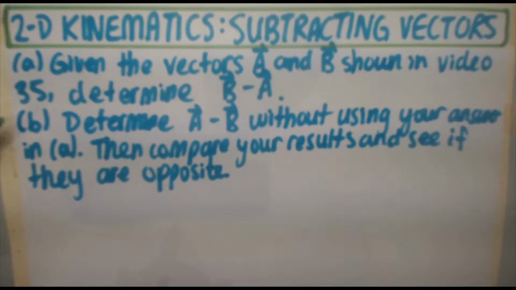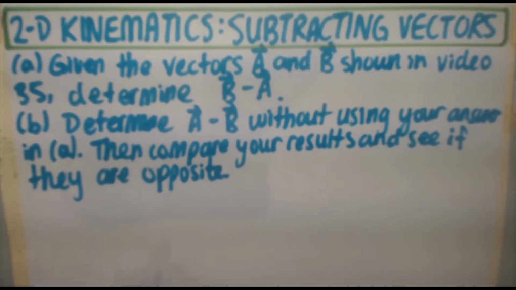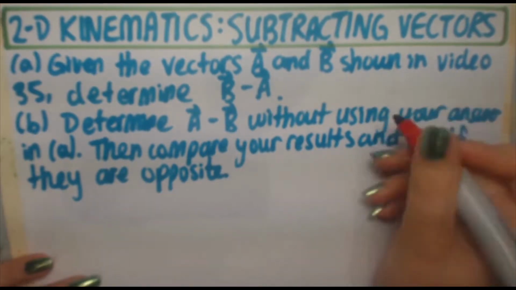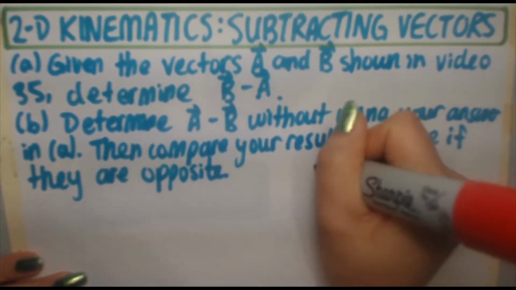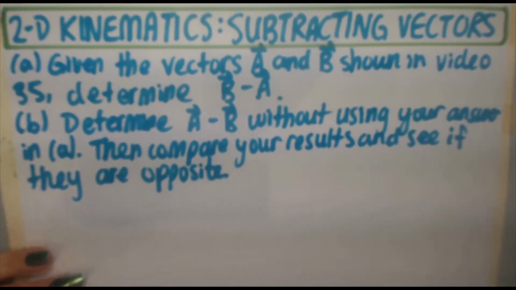In part B, determine A minus B, without using your answer in A. Then compare your results to see if they are opposite. Since we are using A and B from the previous question, I'm just going to write them up here so we have them. So, let's do B first.